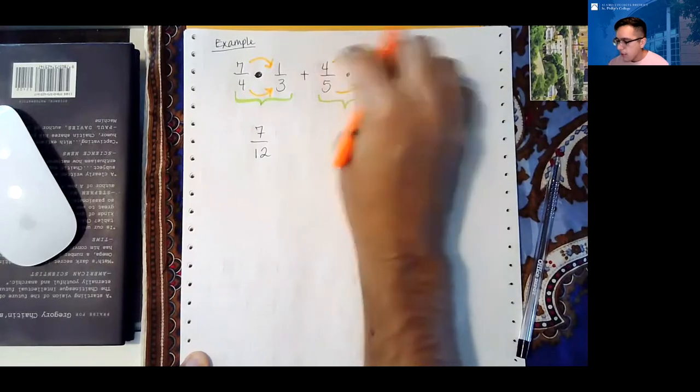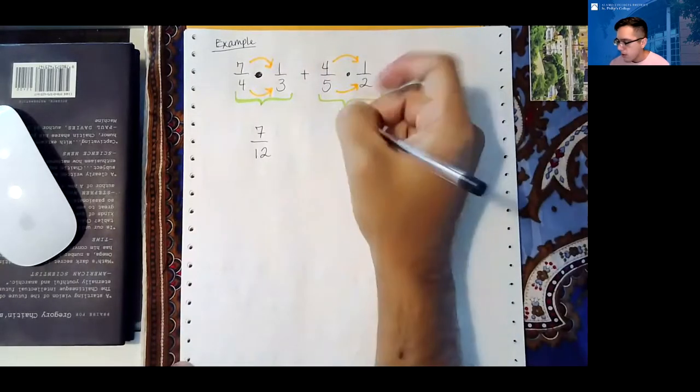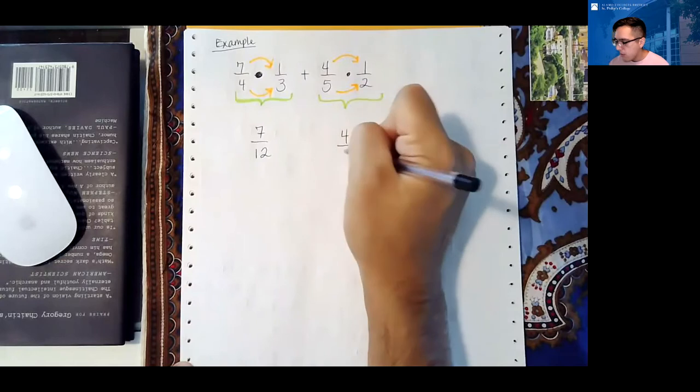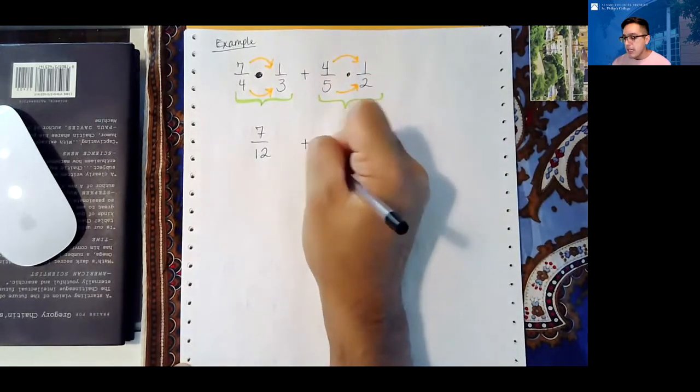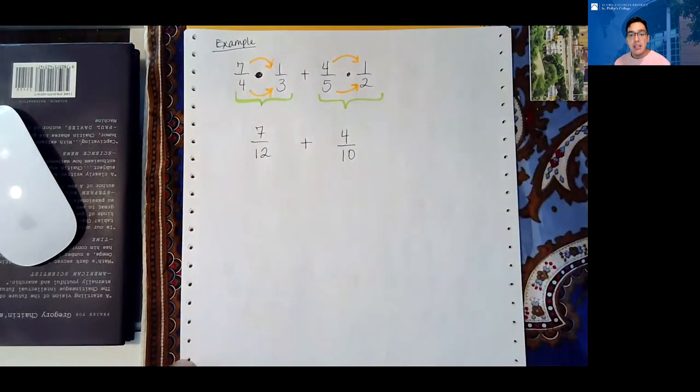So 4 times 1 is 4. 4/10. Yeah, we should have 4/10 here. And then we're just going to drop our addition symbol down here. We're going to bring everything down. Okay.